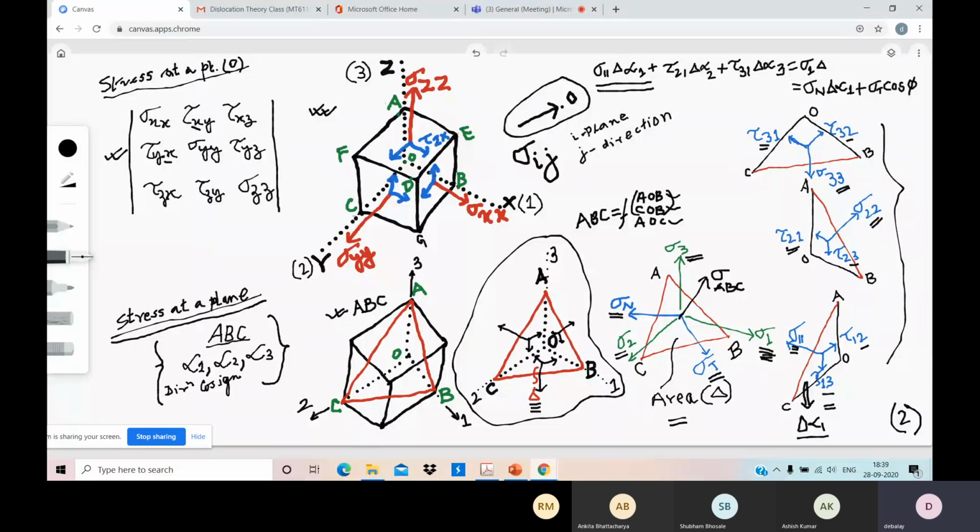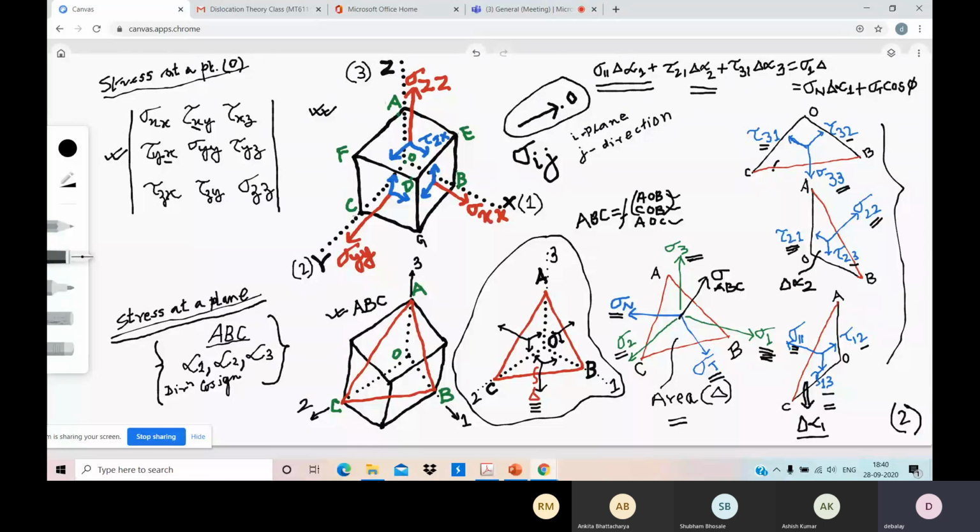Similarly, tau 21 is acting on the AOB plane, which is plane number 2. So the area of plane number 2 will be how much? If the area of ABC is delta, it will be delta alpha 2. So you multiply that area to find the force contributed by the tau 21 shear stress.